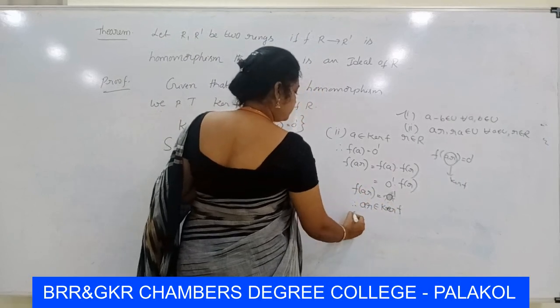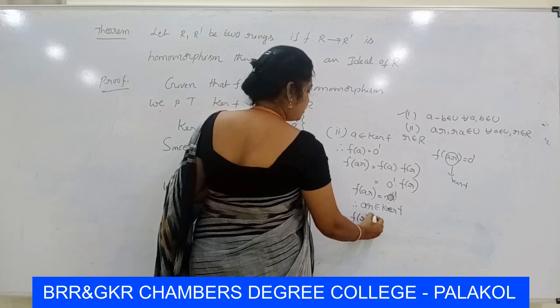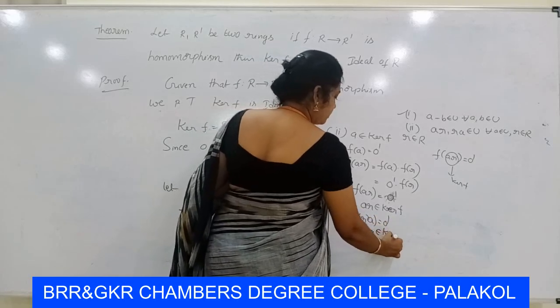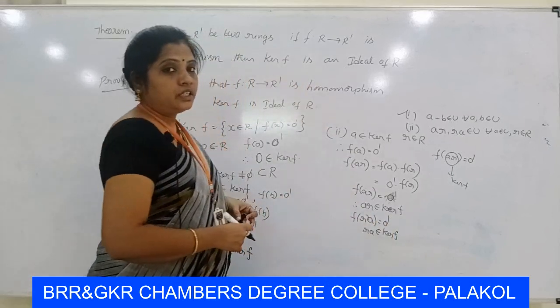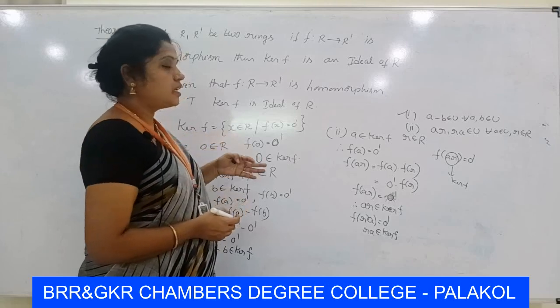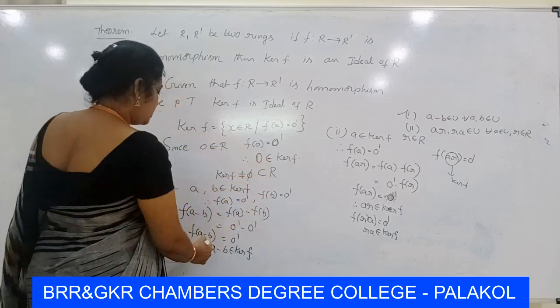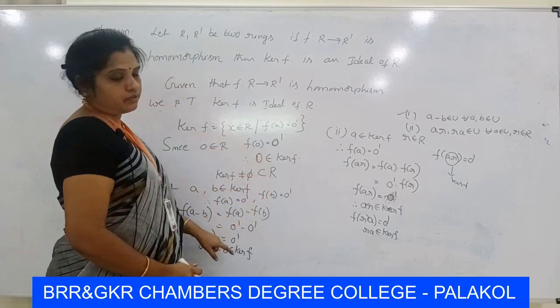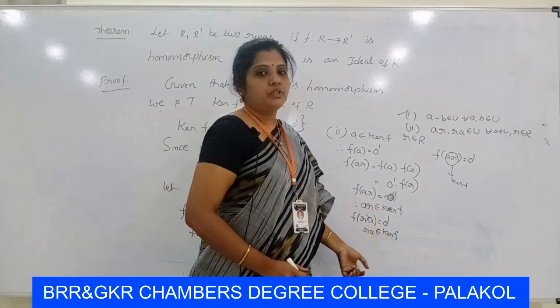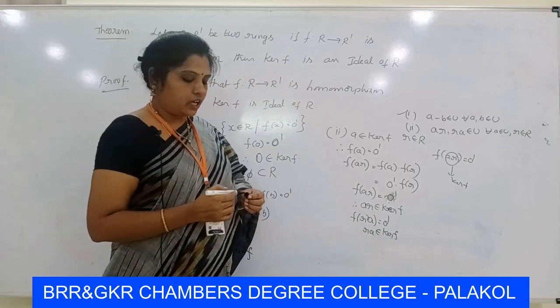Similarly we can prove that f of RA is also 0 dash. Therefore RA belongs to kernel F. So the conditions of ideal are satisfied in kernel F. So kernel F is an ideal of R. So first condition is A minus B belongs to kernel F, and here AR, RA belongs to kernel F. Therefore kernel F is an ideal of R.